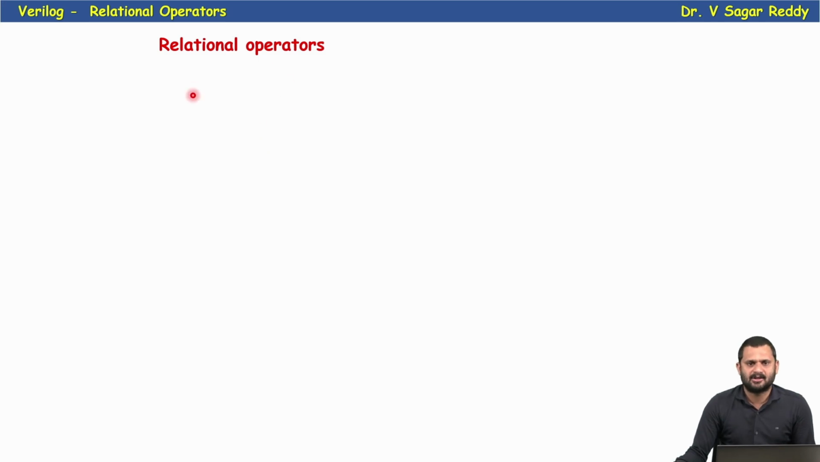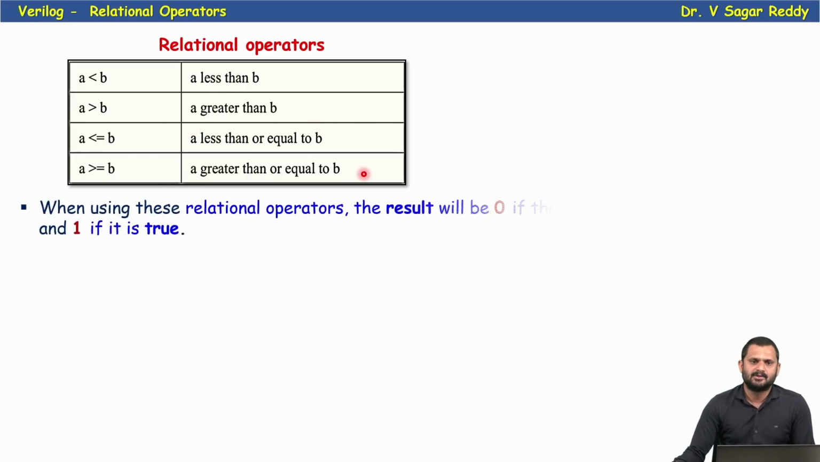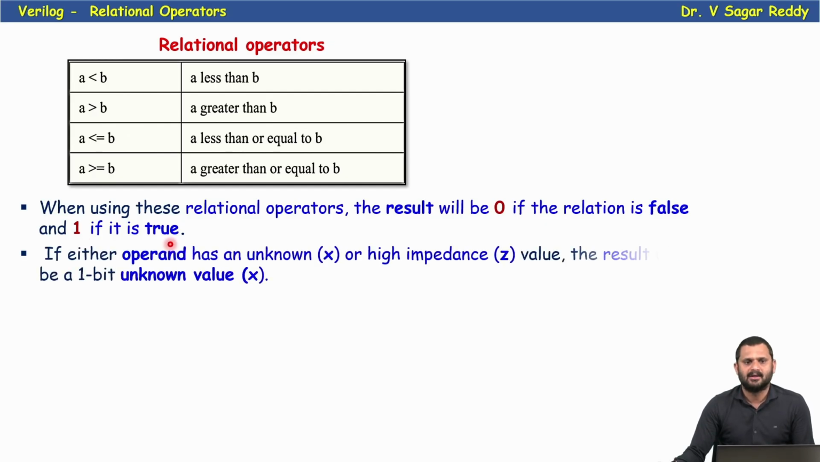So now coming to the relational operators. We have 4 relational operators: a less than b, a greater than b, a less than or equal to b, and a greater than or equal to b. When using these relational operators, the result will be 0 if the relation is false, and if it is true, then the result is 1. If either operand is unknown or high impedance, the result will be a 1-bit unknown value. If one of the operands is either x or z, then the result is x.